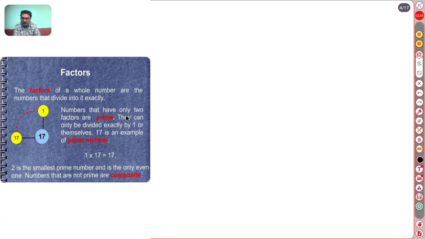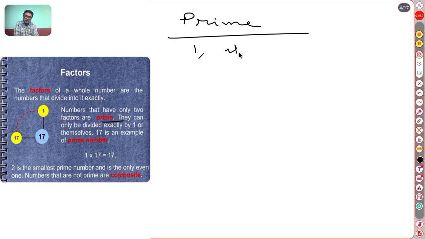The numbers that have only two factors are prime. We know the definition of a prime number. The number which has only two factors, 1 and the number itself, is called a prime number. The prime numbers are 2, 3, 5, 7, 11, and so on.